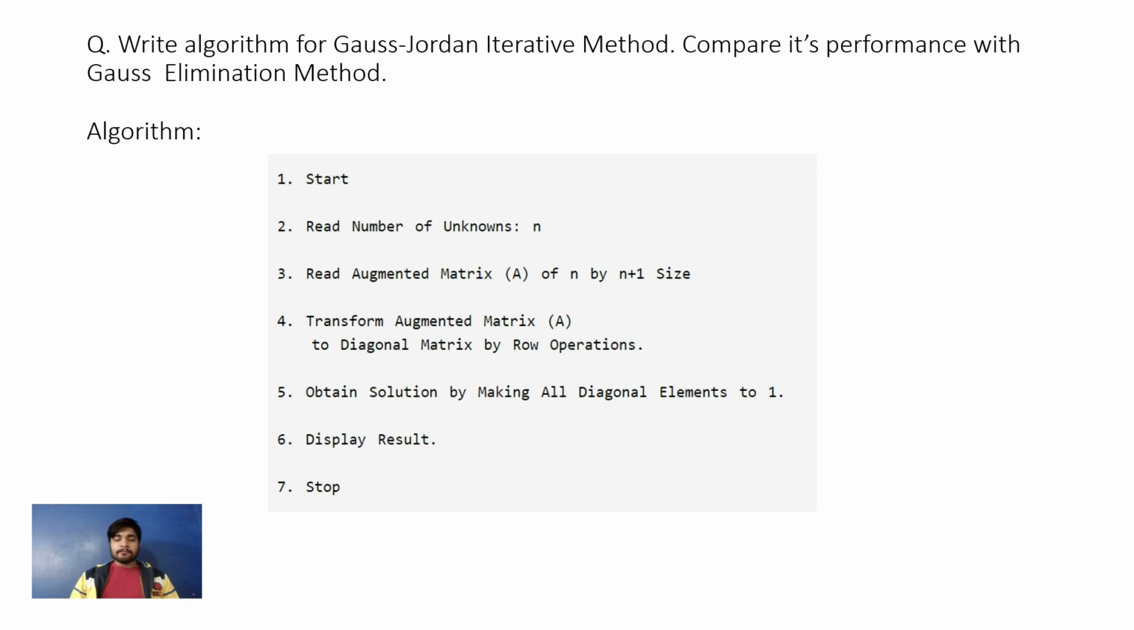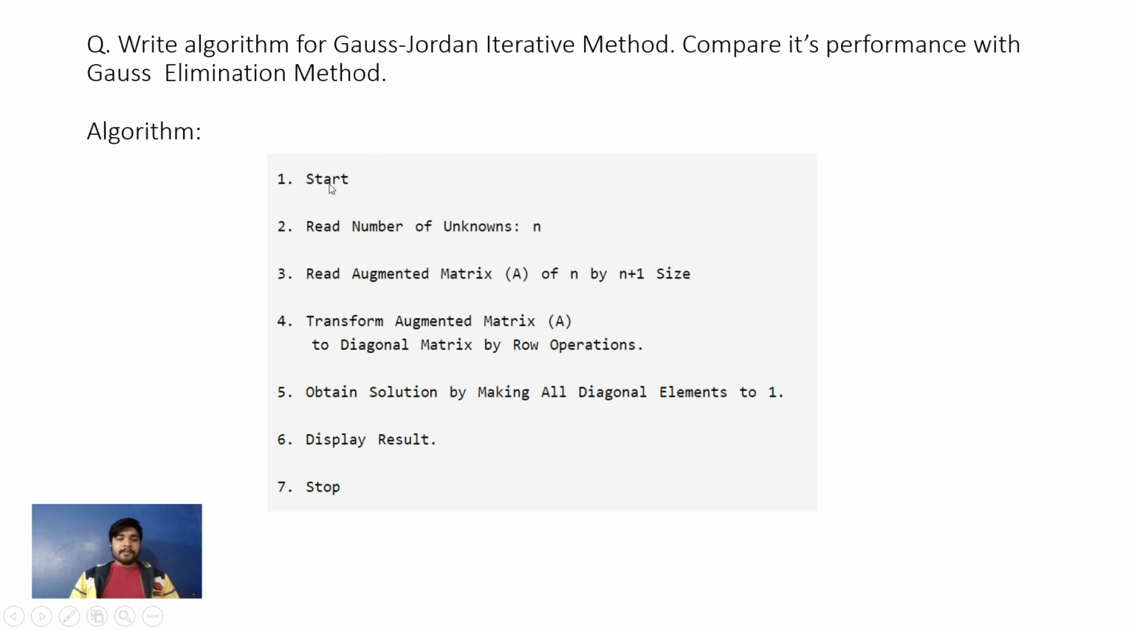Hello everyone. Today we are going to discuss another question of computer oriented numerical mathematics. So the question is: write the algorithm for the Gauss-Jordan iterative method, then compare its performance with the Gauss elimination method.